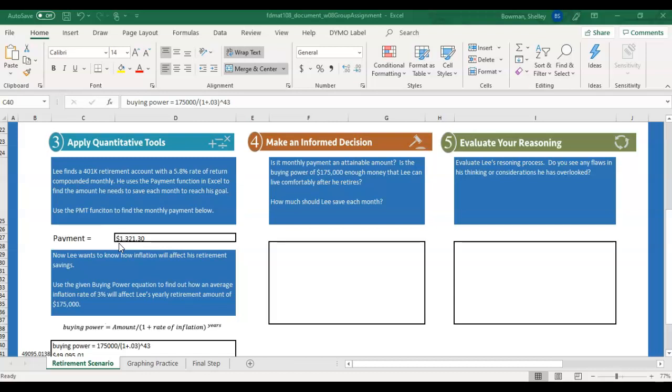The next one, number 5, evaluate Lee's reasoning process, and do you see any flaws in his thinking or considerations he has overlooked? And I'm going to let you as a group work through that one. I think I've given you enough to kind of get you going and help work things out. Good luck on your project.